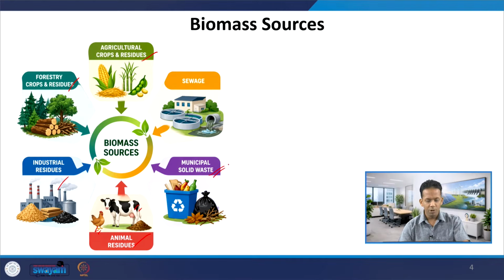The municipal solid waste will account mainly for the biodegradable or the organic portion of the total solid waste that is generated in the municipal areas or the residential areas. Sewage comes mainly in the liquid form, but then there are lots of solids in that liquid sewage.